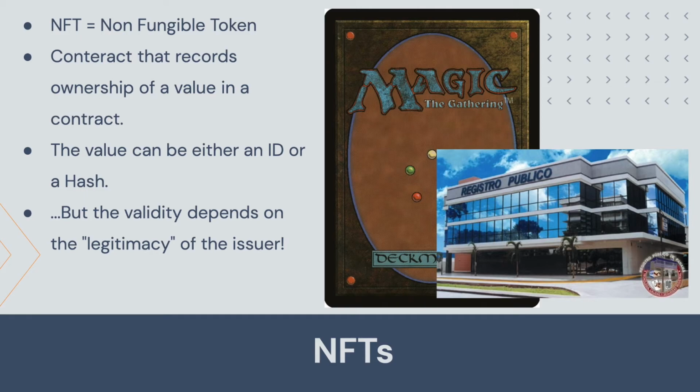NFT comes from non-fungible token. It's a contract that records ownership of a value in a contract. The value can either be an ID or a hash, but the validity depends on the legitimacy of the issuer of the contract. I put in this slide two completely different examples to see a similar way that this works in the physical world.